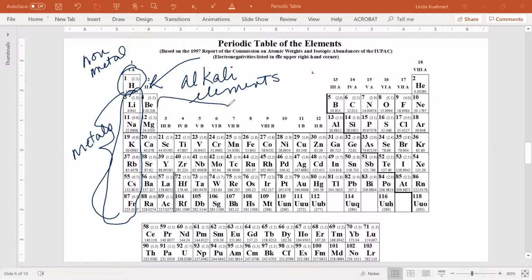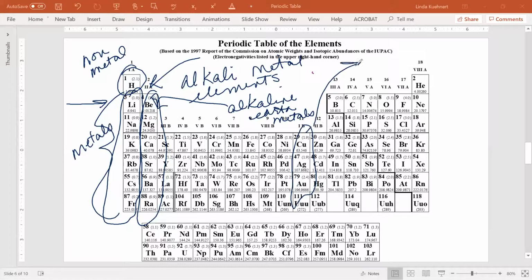Starting on the second row, we have the additional group, and this is called the alkaline earth metals. The alkali elements or metals are very reactive. The alkaline earth metals are slightly less reactive. We also have the coinage metals here. The coinage metals are our copper, silver, gold.